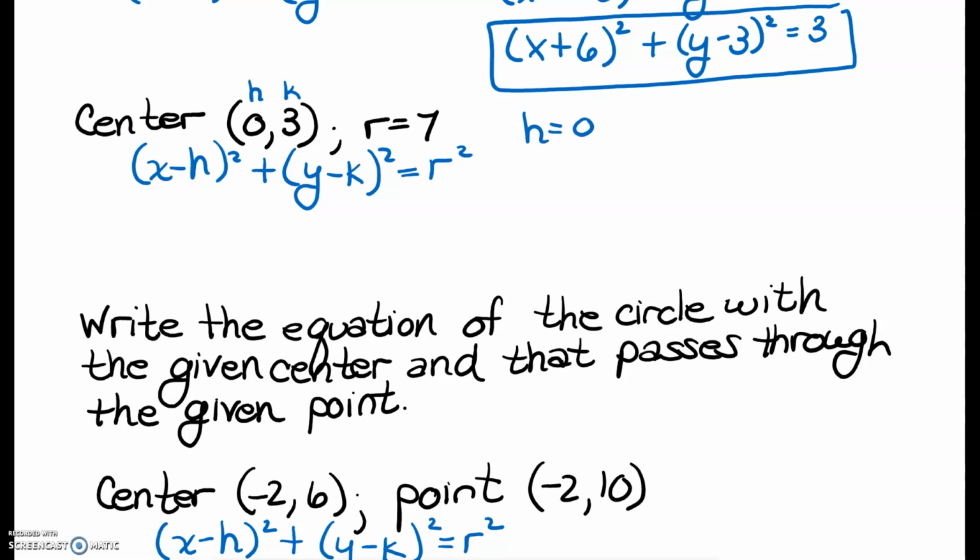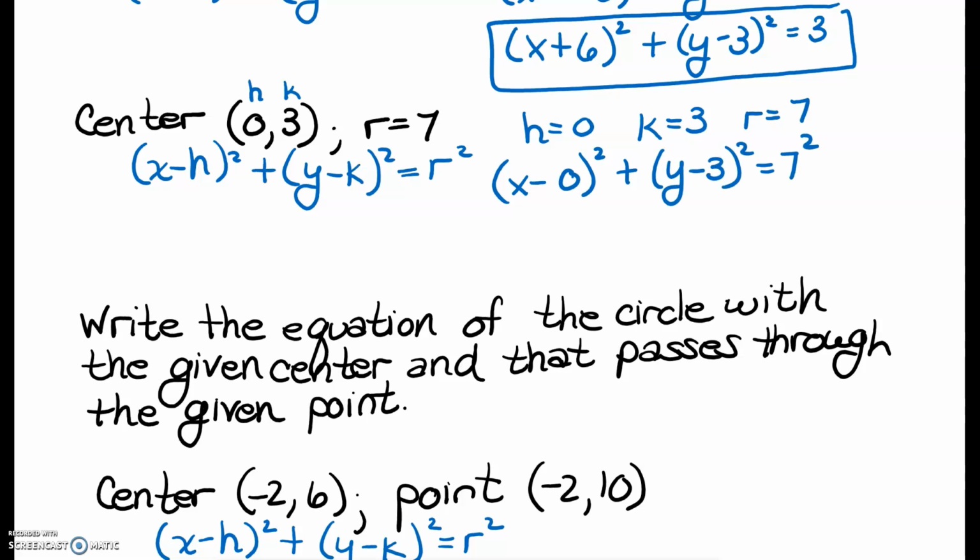The last example of this type, this is my h, this is my k. So h equals 0, k equals 3, r is 7. When I plug that in, I'm going to get (x - 0)² + (y - 3)² = 7². And I know when I take 0 away from anything, it's just itself, so I don't even need parentheses anymore. It's just going to be x² + (y - 3)². And when I square 7, I get 49.